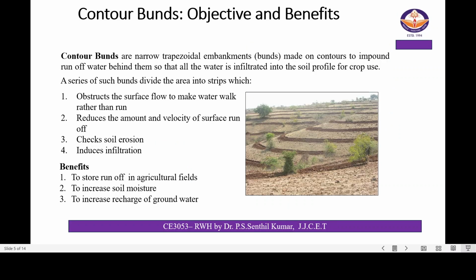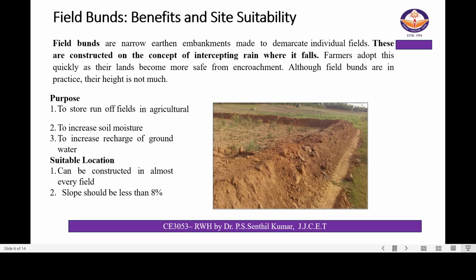Next, we will see contour bunds, their objective and benefits. Contour bunds are narrow trapezoidal embankments, that is, bunds made on contours to impound runoff water behind them so that all the water is infiltrated into the soil profile for crop use. A series of such bunds divide the area into strips.